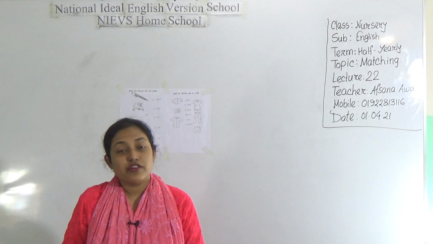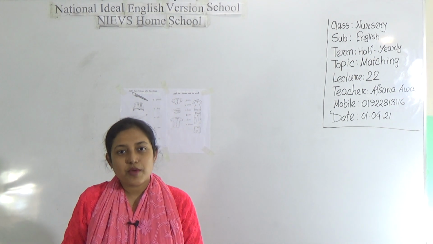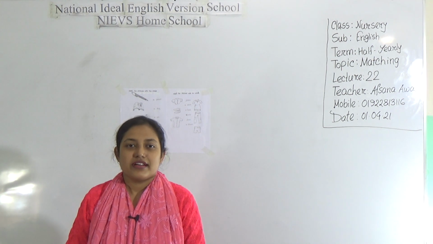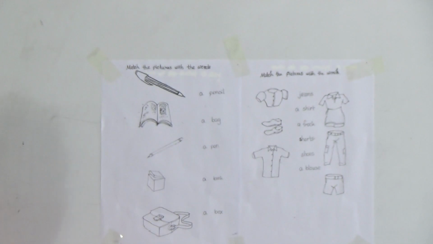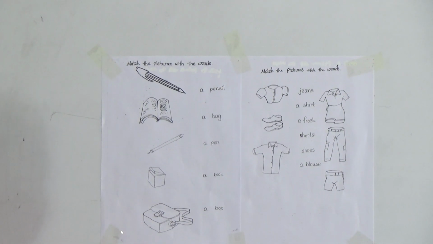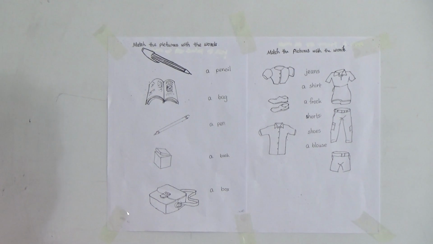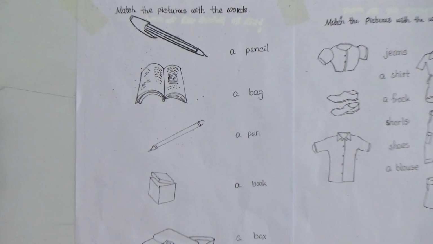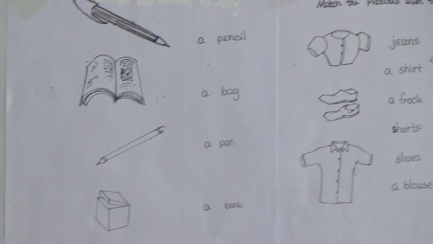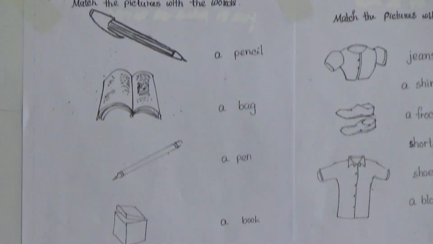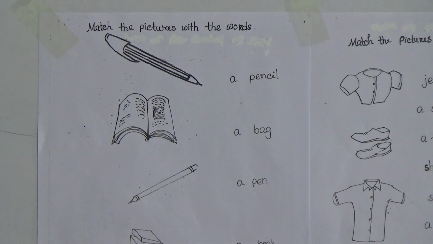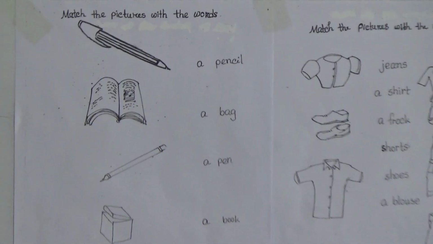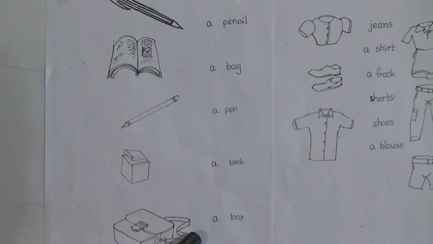Today I will take your English class and our today's topic is matching. Okay, so let's start our class. Students, just look, there are two pages here. We have to match the pictures with the words. On the left side, in the first page, there are some pictures and on the right side there are some words. So we have to match the pictures with the words.